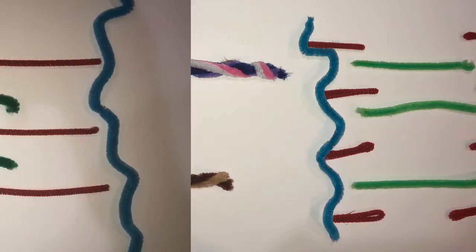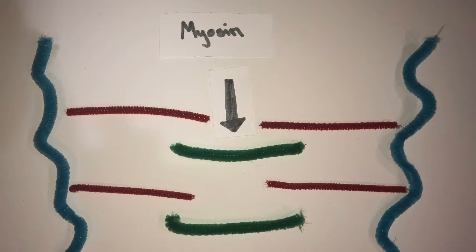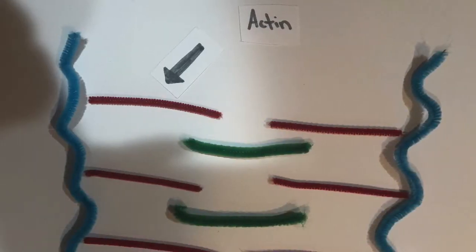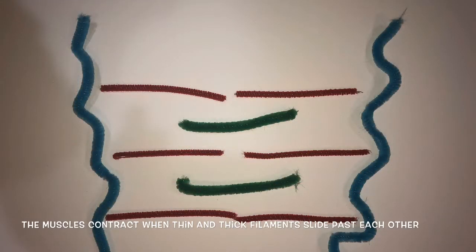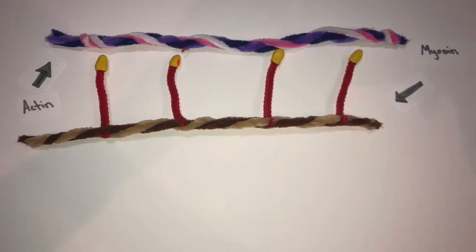The sliding filament theory. The sarcomere is a structure of myofibrils in muscle. Myosin as well as actin are the contractile filaments of muscle. The muscles contract when thin and thick filaments slide past one another. Myosin actually pulls the actin.